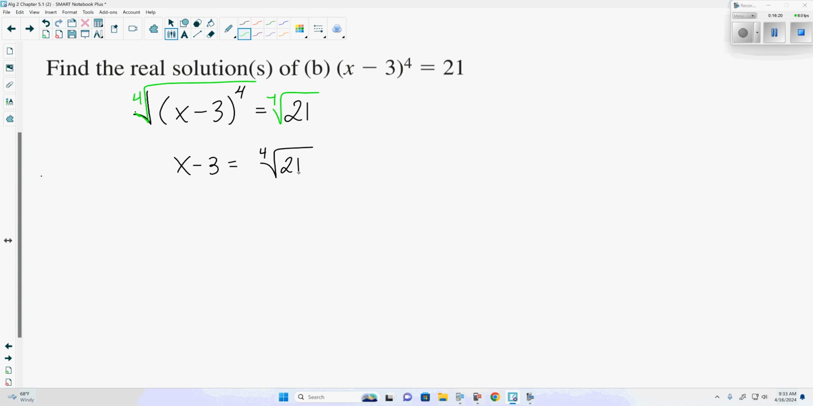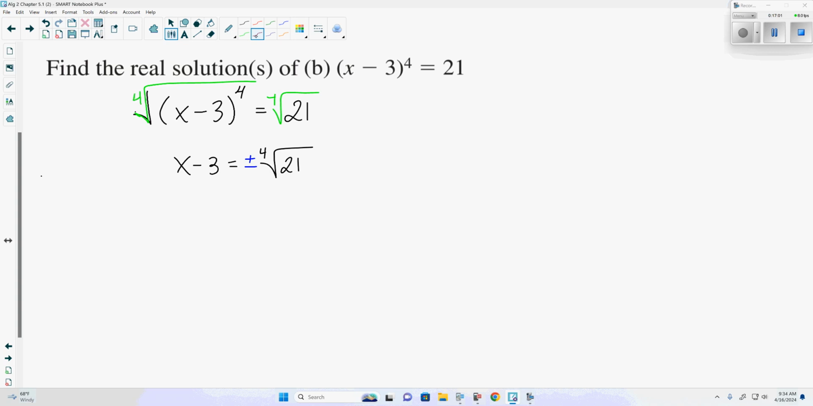So if it's odd, we only have 1. Even root: if a is less than 0, no real roots. If a is equal to 0, we have 1 real root. And if a is greater than 0, we have 2 real roots. So since the number inside the root is greater than 0, we have 2 real roots. So we have to add the plus or minus.